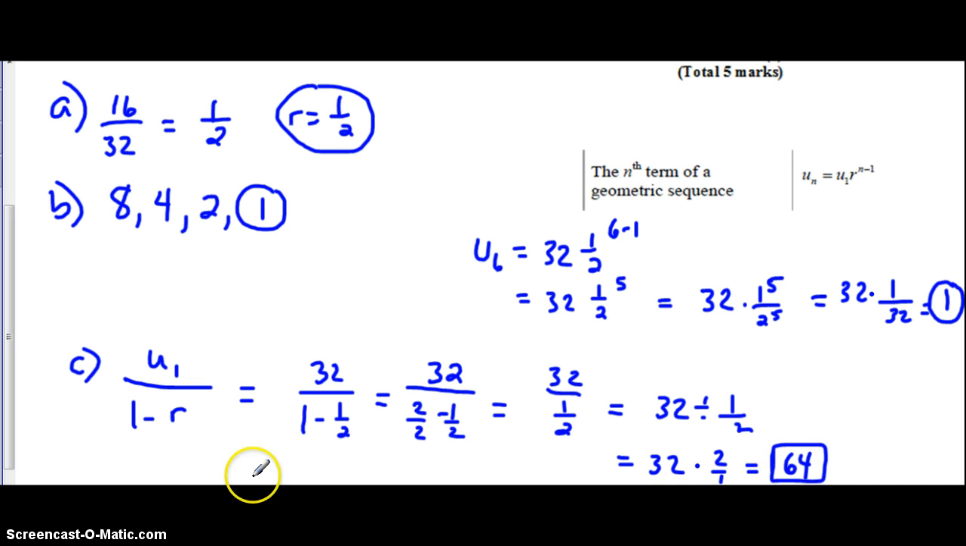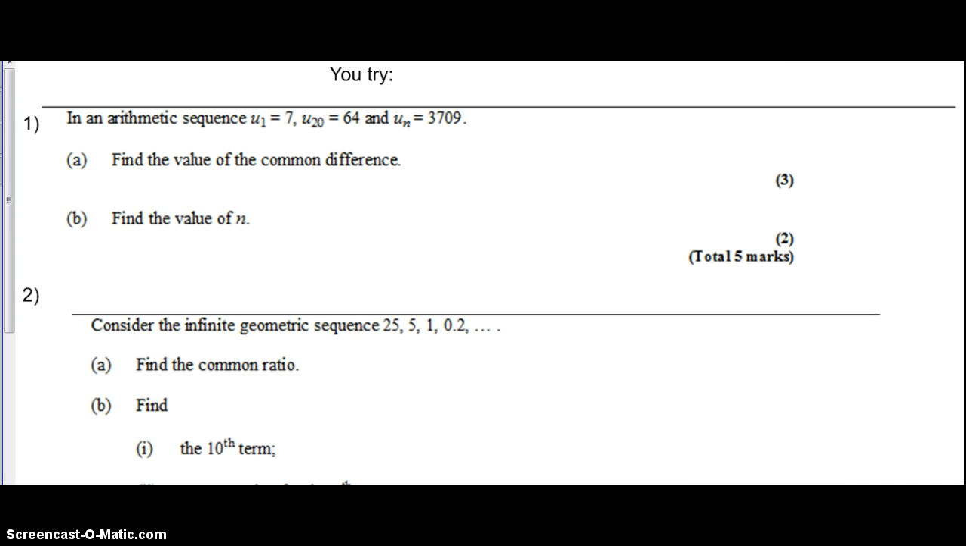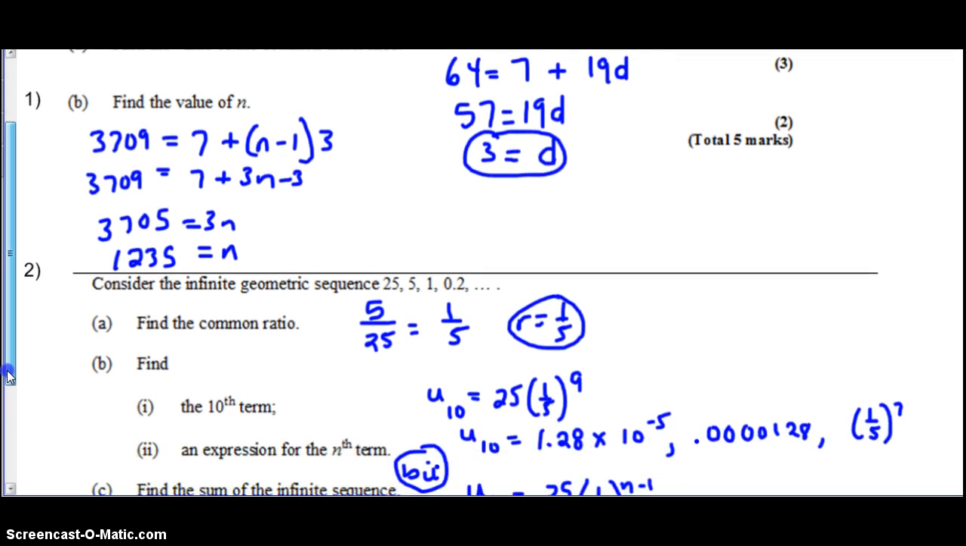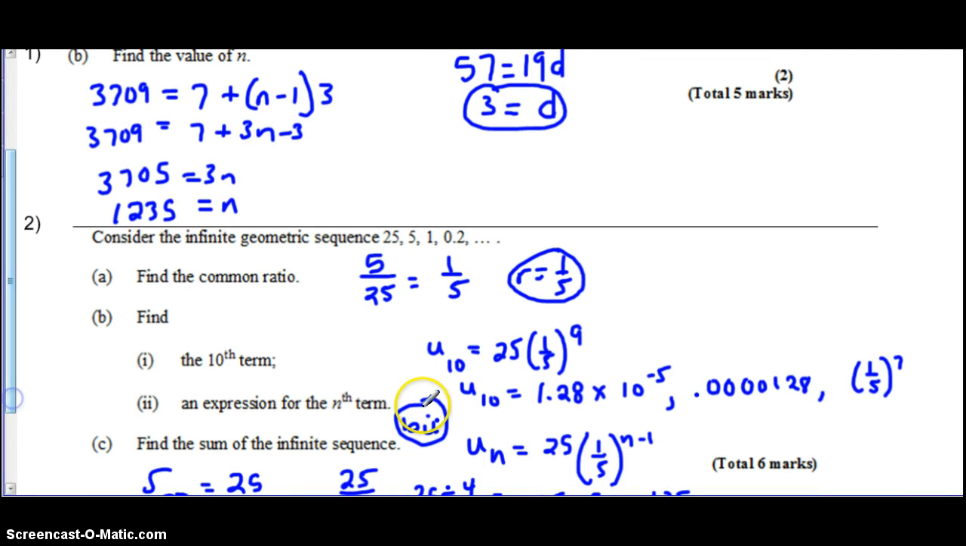Okay, let's take a look at a couple I want you to try on your own. There's 2 here. Go ahead and try these 2 with the formulas on your own and then bring it back. Okay, for the first problem you should find that d is 3, and for part B that n is 1,235. For the second problem you should find that r equals 1/5, and that u10 you could have written 3 different ways. Notice all 3 ways.